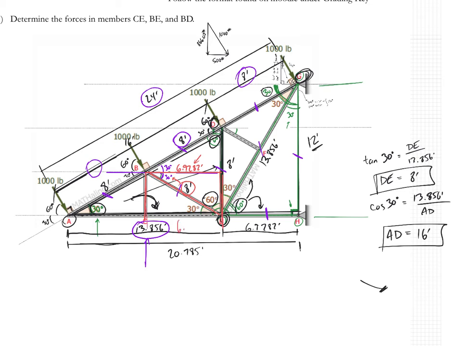So this is 6.9282. And that means that this is also 6.9282 feet, right?